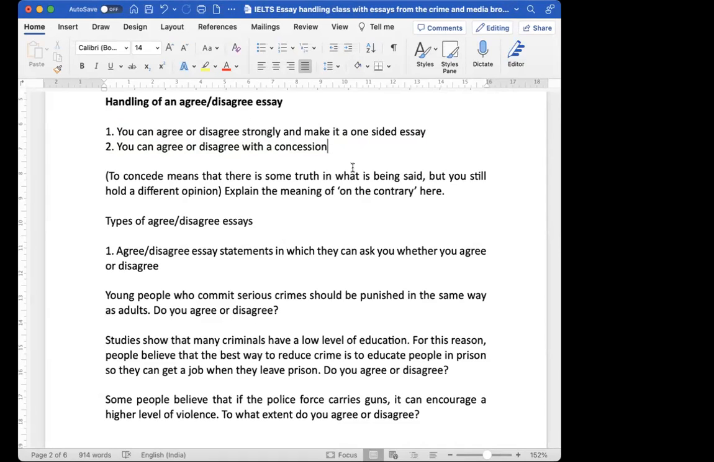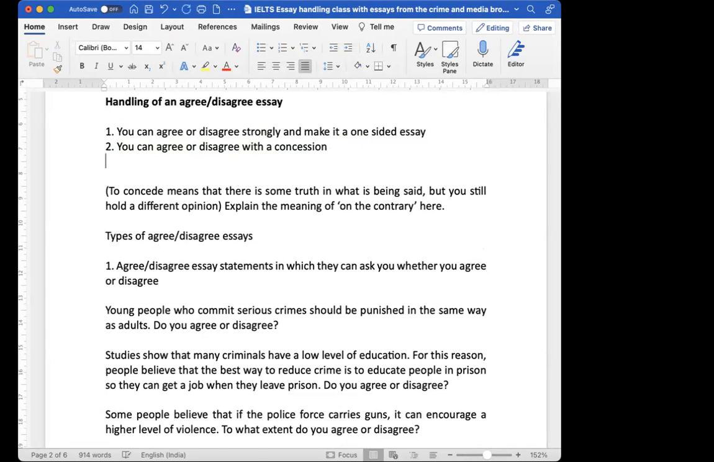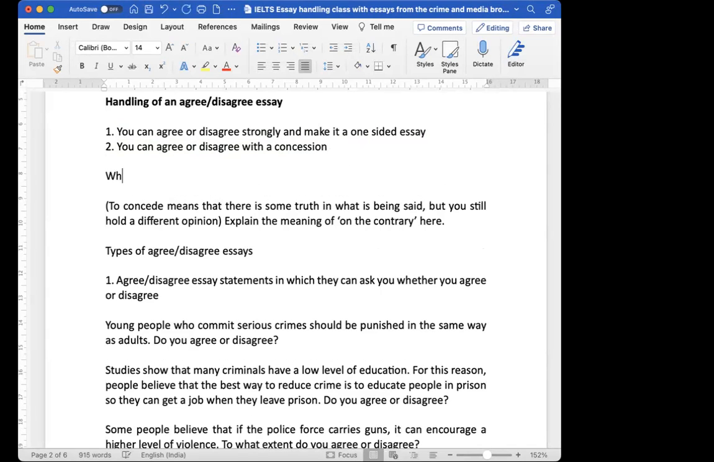Ma'am, what is the meaning of that word concession? Yeah, I'm going to tell you. What is concession? Concession means, okay, now what you cannot do and should not do. What is the difference in can and should?